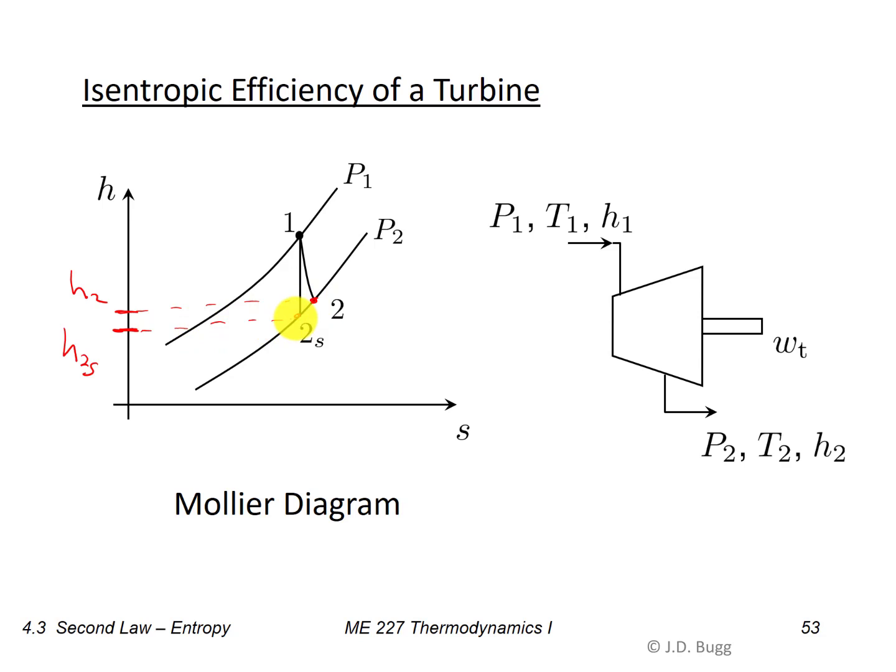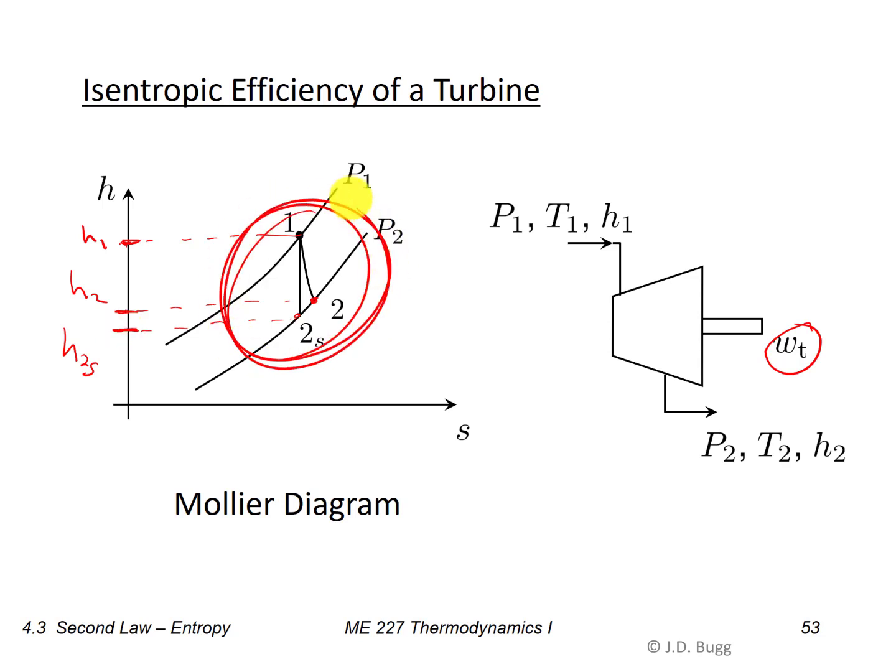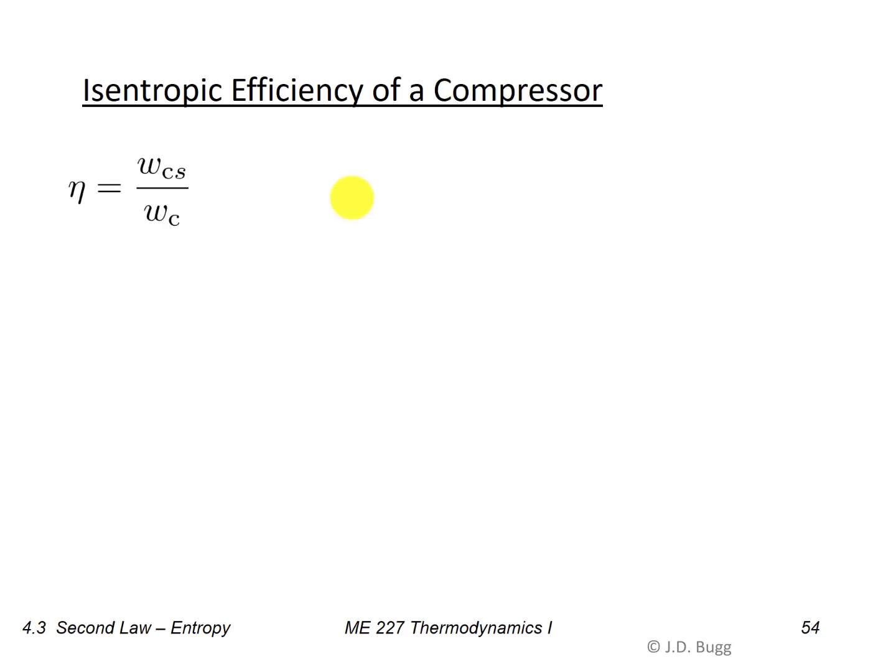So the real turbine does not produce as much work as the isentropic turbine. This is H1 up here, and so the change in enthalpy from there to there is the real work, WT, and the larger work, the change in enthalpy from here down to here, is WTS, the isentropic work. So we can see at a glance from this that the real work is less than the isentropic work.